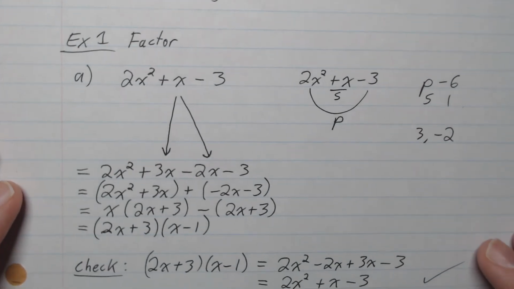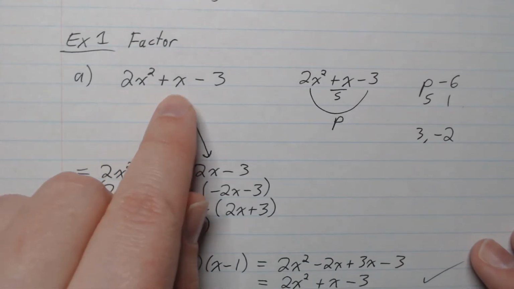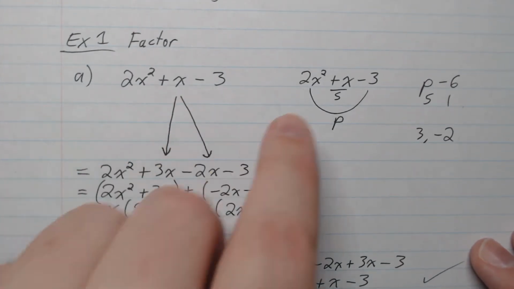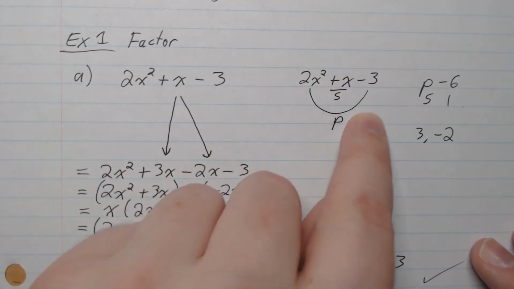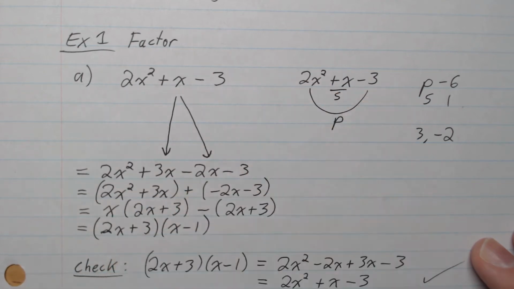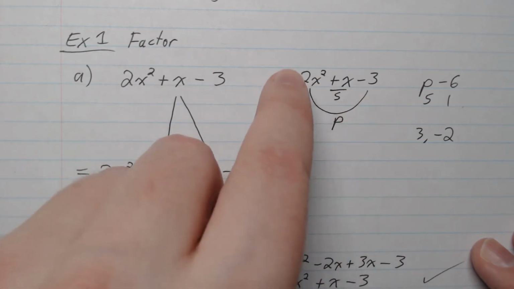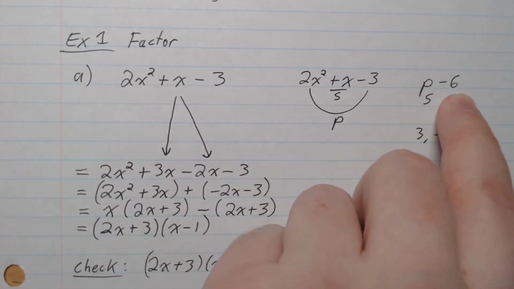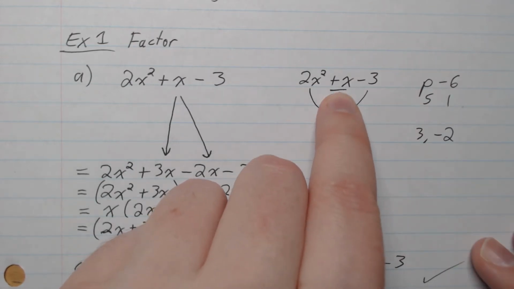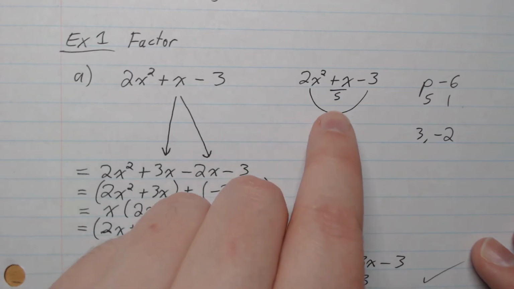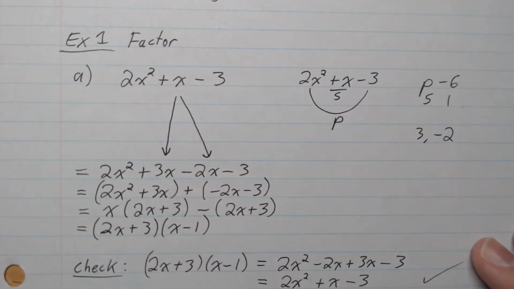Example 1, factor 2x squared plus x minus 3. We're going to rewrite that here, 2x squared plus x minus 3. And we're going to look at the product of 2 and negative 3. I put a little line here, it says p, so 2 times negative 3 gives negative 6. And then we put a little s under the coefficient b here, which is 1. So our s is 1.